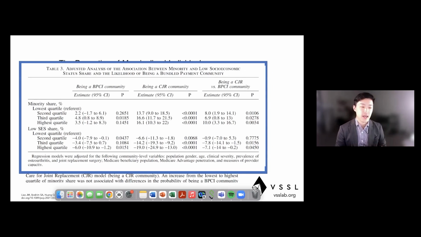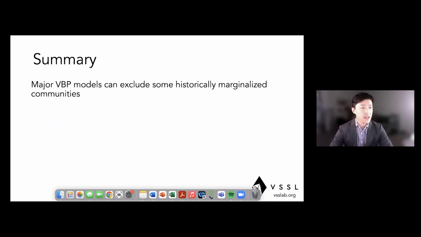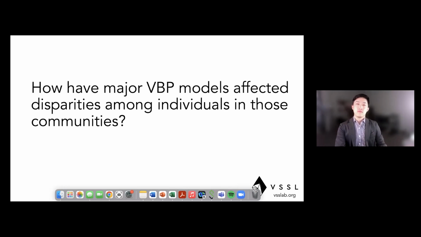And it highlights again that before we can ask the question about how did certain groups do in these APMs, we have to ask the question, are these APMs available to them via provider participation? So the takeaway here is that certain models can exclude historically marginalized communities. All right, moving to that second part though, within the models that do exist, within the patients that are included within them and the providers that enroll, what are the impacts on disparities?